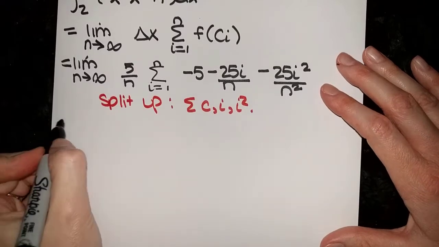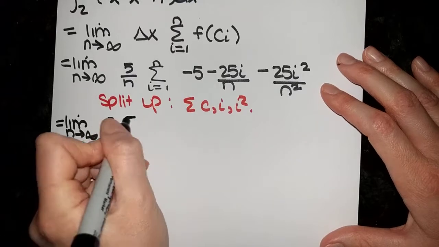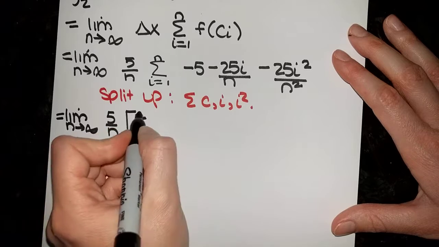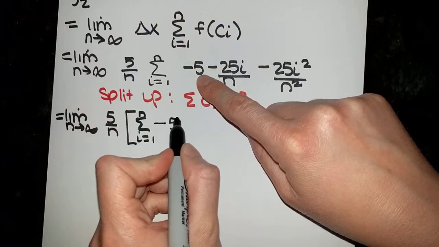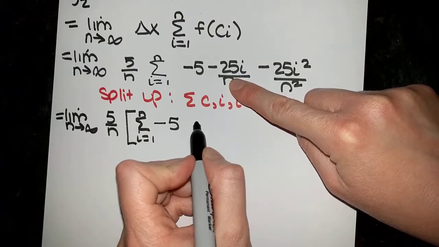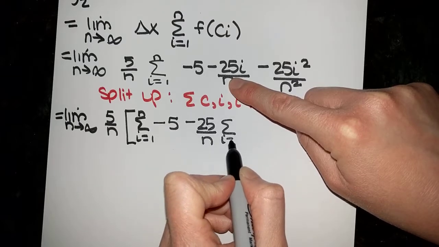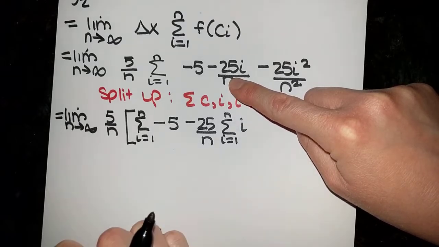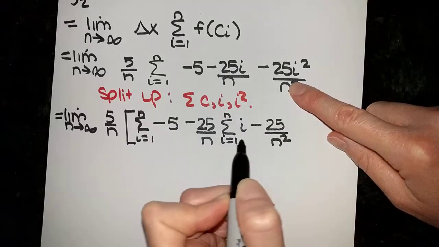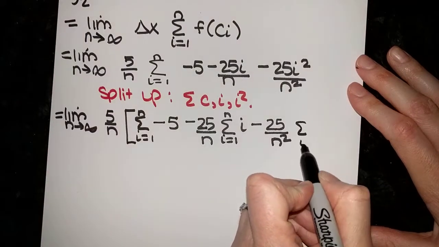So if I do that, I will have the limit as n goes to infinity, 5 over n, and then I'm splitting up this whole big summation. So it will be the sum from i equals 1 to n of just negative 5. Now, the negative 25 over n, that is a constant because it does not depend on the index i. So I can bring that out in front, and then the sum from i equals 1 to n of i. And then the same thing goes over here. This 25 over n squared does not depend on the index, so I can bring that out as a constant as well.